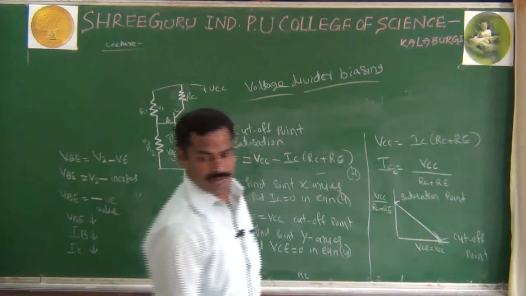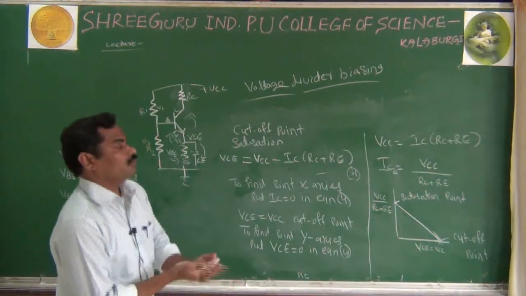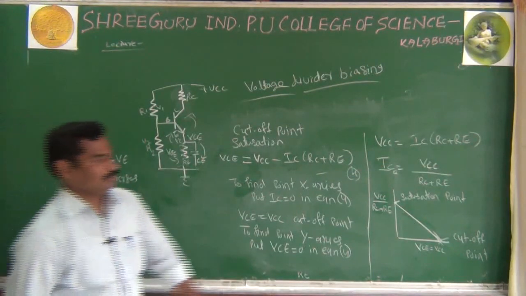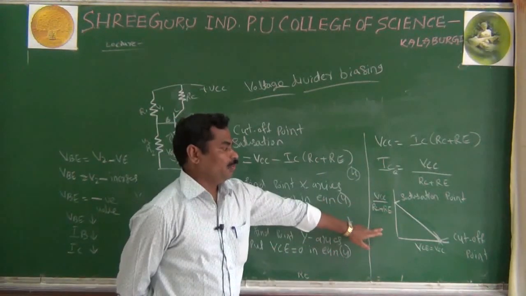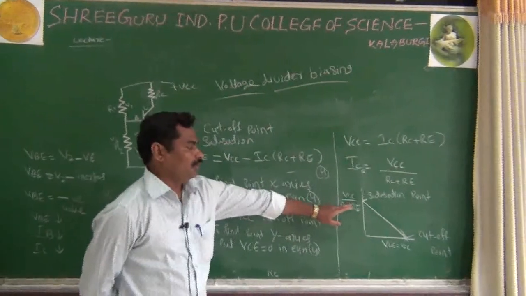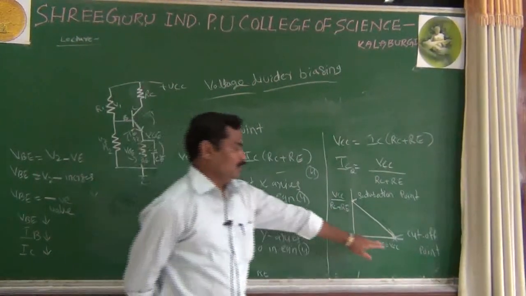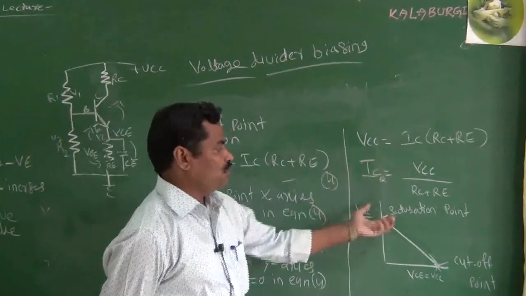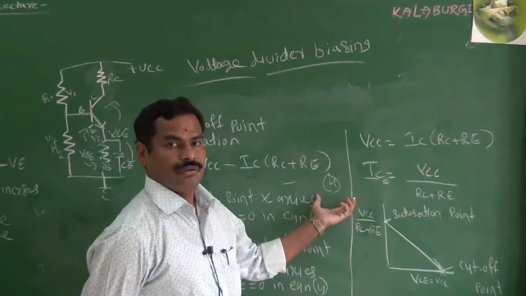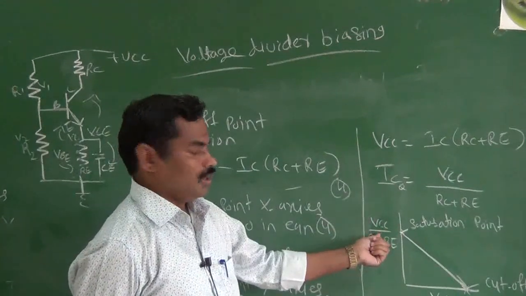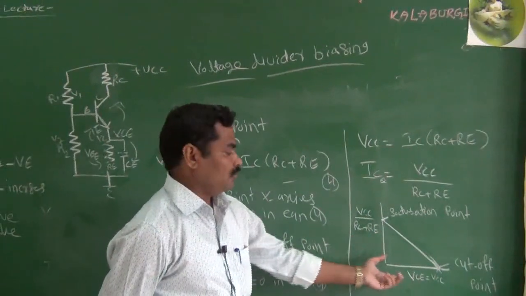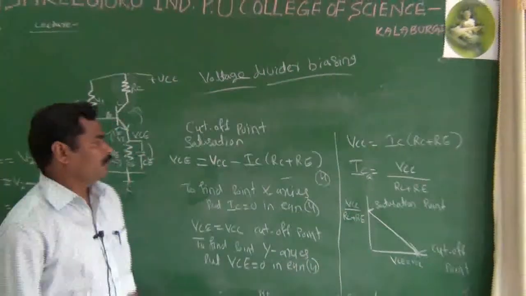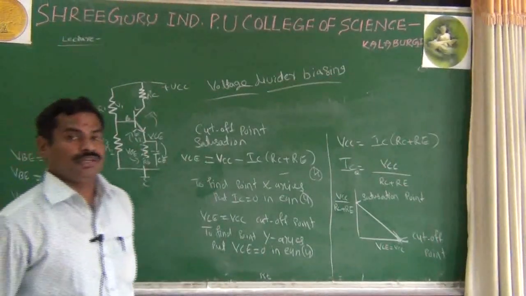It means by using voltage divider biasing, we can find out the Q point. To find the Q point, we need the cutoff point and the saturation point. By using these equations, you can find the cutoff point as well as the saturation point, and easily draw the DC load line. In the next class, we go for the importance of voltage divider biasing. Thank you.